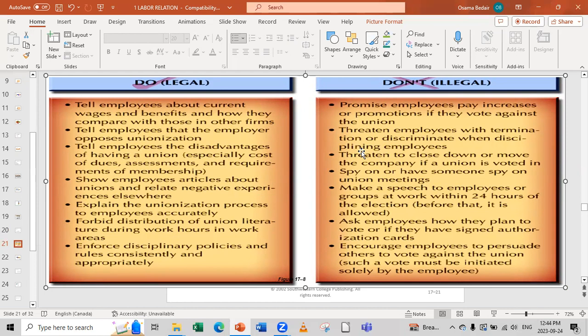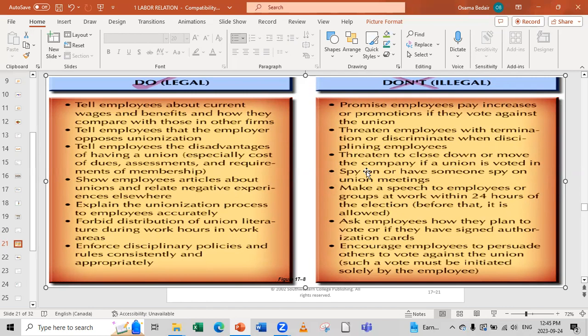But the managers will not do the following, because this is illegal. Promise employees pay increases or promotions if they vote against the union. Like if I tell them, okay guys, if you say no to the union, I will give you $2 more per hour. This is not allowed. Threaten employees with termination or discrimination when deciding, planning, or disciplining employees. That means telling them, hey, I will fire you, you are dismissed if you do this. The managers will never do this.